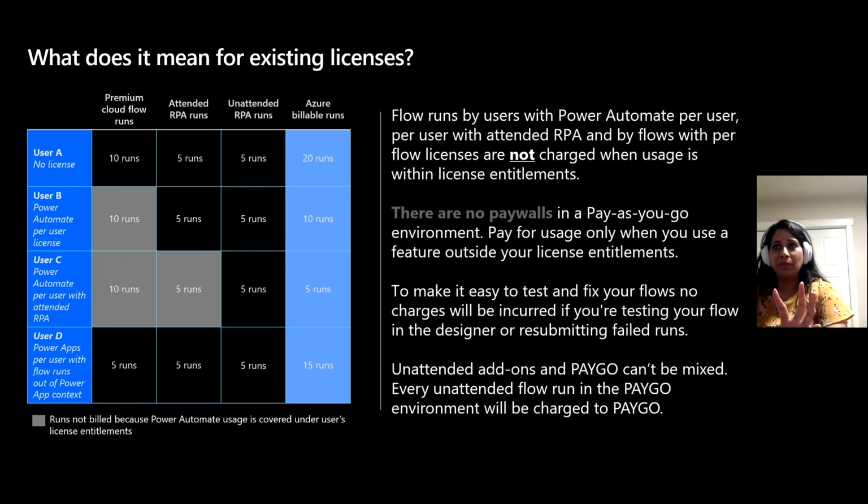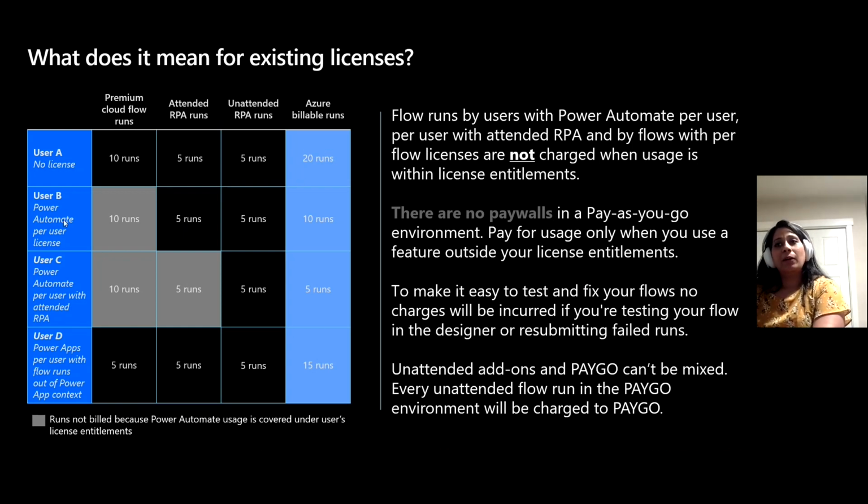So let's walk through some users and their scenarios. In the first case, the first user has no license, pretty much a Power Automate free license. And Power Automate free license allows you to create standard flows. So if you have a standard flow, there won't be any charge. But if you have a premium cloud flow, and let's say there are 10 runs for the premium cloud flow, and there are 5 attended runs and 5 unattended runs, since none of these flow runs are covered in the entitlements, you will see all of them billed to Azure.